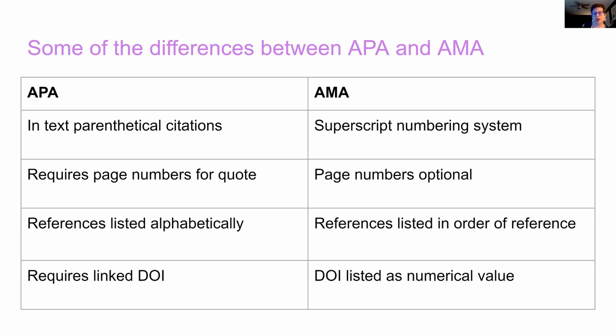In AMA, the references are listed in the order in which they were referenced. If an item is referenced again, you'll just reference the original number that was assigned to it, and we'll show that too. Current APA requires a linked DOI, whereas AMA does not. They have you list it as a numerical value. I have seen it linked, and I don't think that's necessarily wrong, but AMA is a little bit more flexible with that DOI.